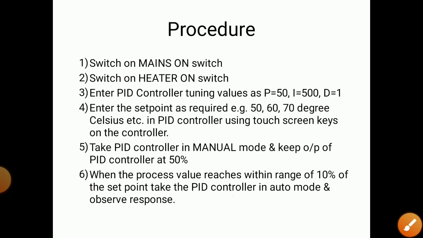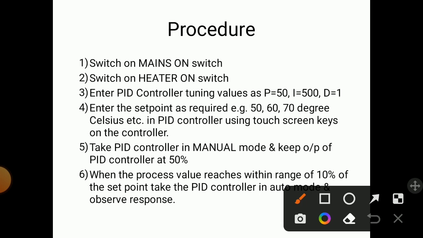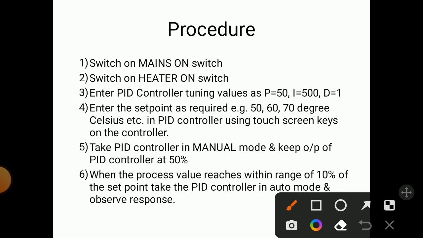What is the procedure here? First step is to switch on the mains switch, then switch on the heater switch. Enter the PID controller tuning values as P equal to 50, I equal to 500, D equal to 1. Tuning values means that when we are using a PID controller, we have to enter the values of the constants P, I and D. Then enter the set point as required, that is 50, 60, 70 degrees Celsius.